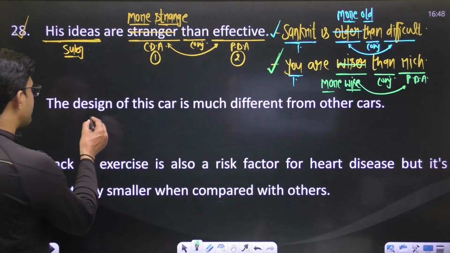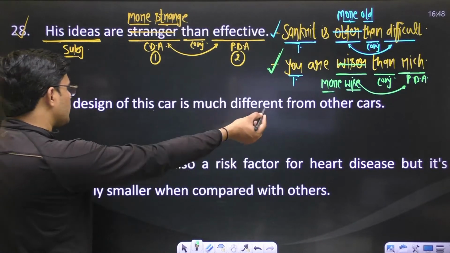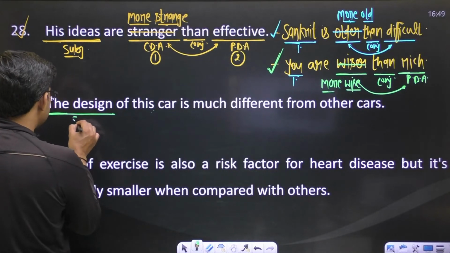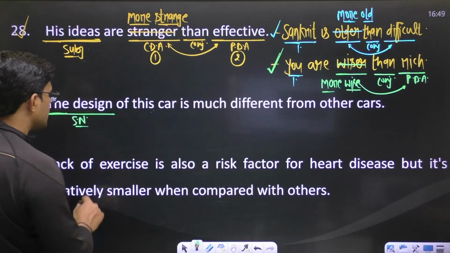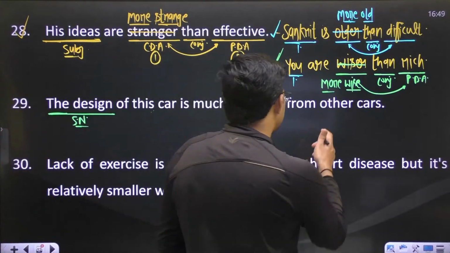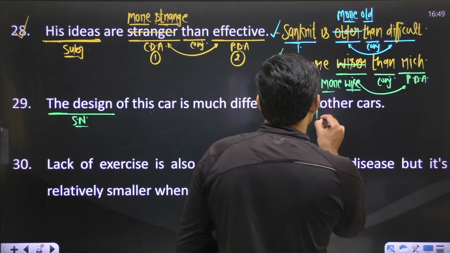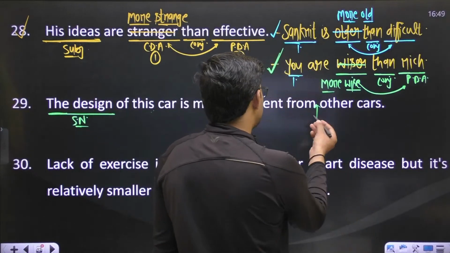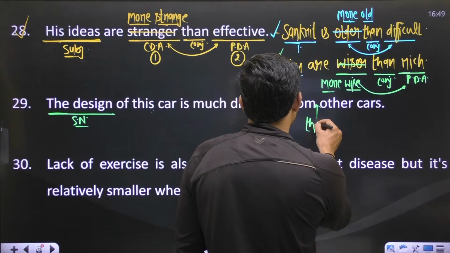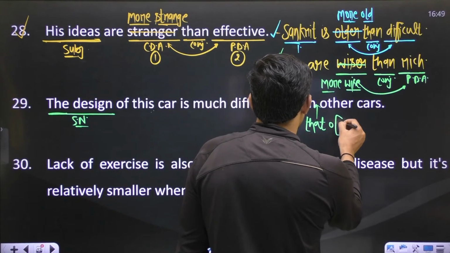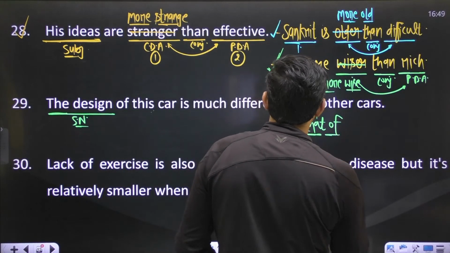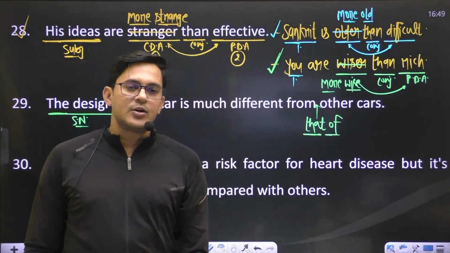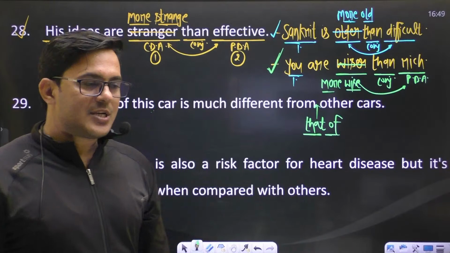Okay, the design of this car is much different from other cars. Here the comparison is not between two cars, no, the comparison is between the design. Design is a singular noun. So here we are talking about the design of other cars. To demonstrate the noun design, we require a demonstrative pronoun, and that demonstrative pronoun will be that of. That of means the design of other cars. Now the sentence is fine.